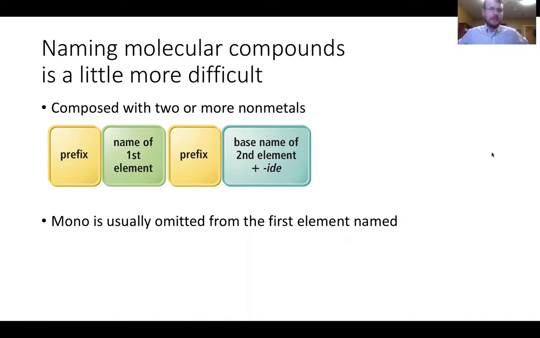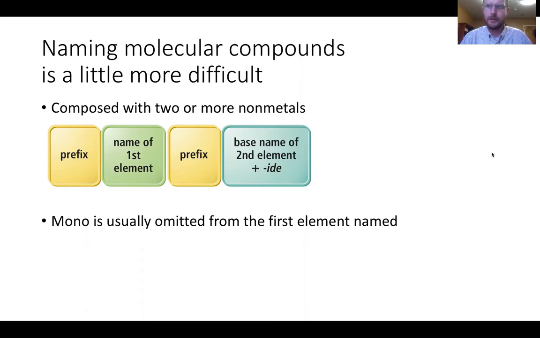Usually these are composed of two or more nonmetals. We're going to focus on just the two nonmetals. We're really not going to worry about more than two. So here's how we name these. Let's do a compound with NCl3. Now, NCl3 is interesting. So there's one nitrogen, that's N, and then there's three chlorines.